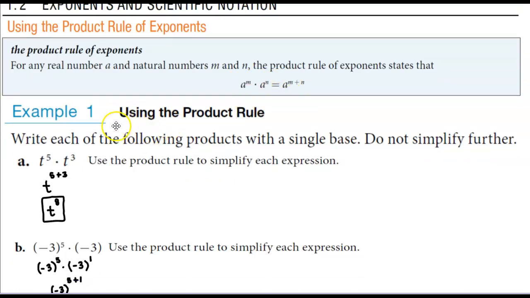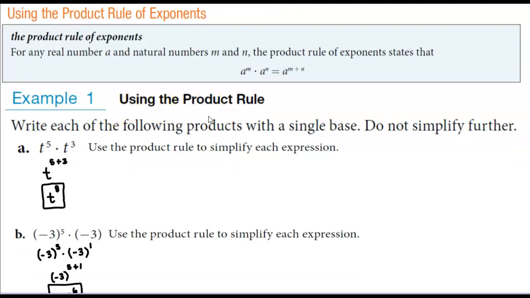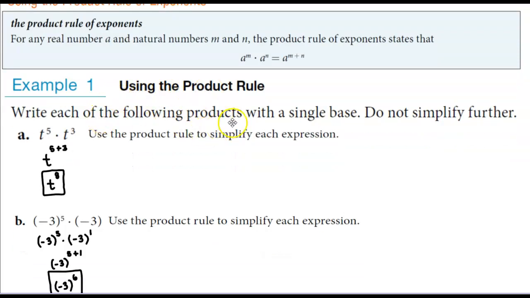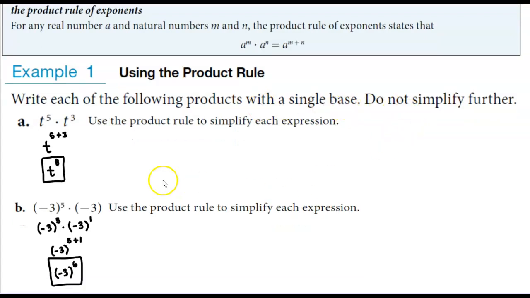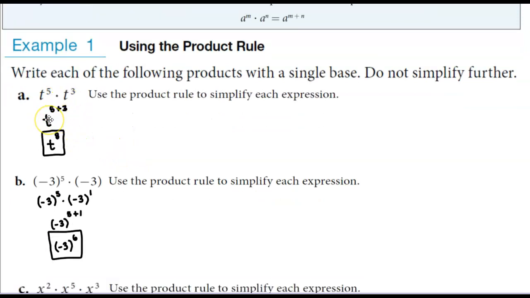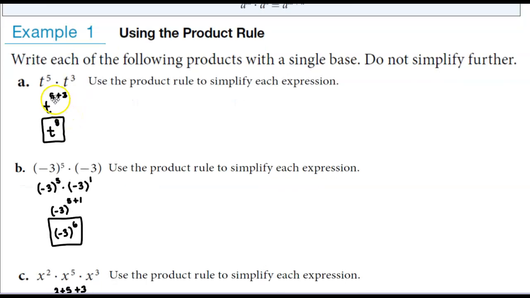So for example number 1, we're going to be using the product rule. We're going to write each of the following products with a single base and do not simplify further. So we have t to the 5th power times t to the 3rd power, and they have the same base. So we're going to use the product rule to simplify each expression. Since it's the same base, this becomes t to the power of 5 plus 3, and therefore 5 plus 3 is 8. So this is the base of t with a power of 8.